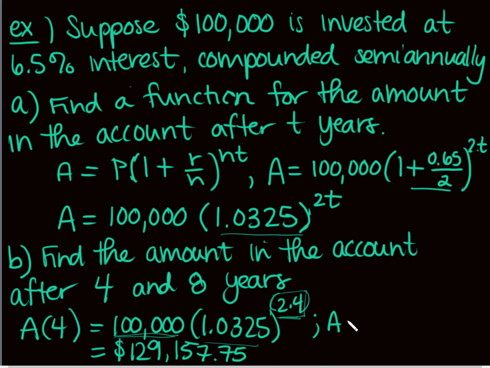And after 8 years, you're going to do the same thing. A of 8, you're going to plug in 8 for t, and it looks like after 8 years, we have about $166,817. And again, take your calculator out, try that, see if that's what you get.